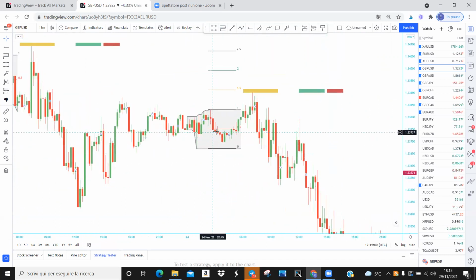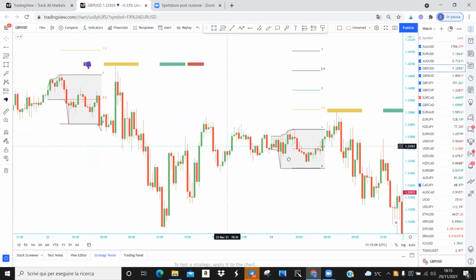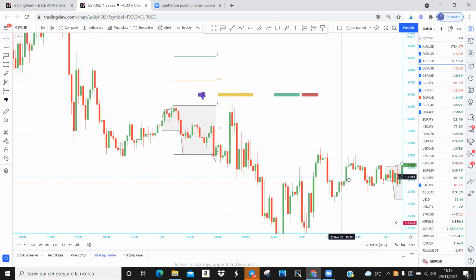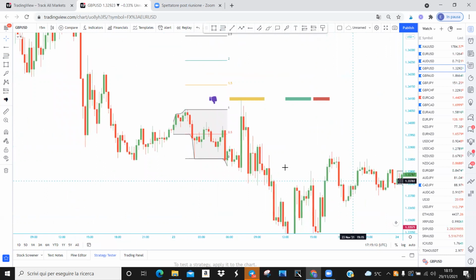Here, another good example, okay? Overall, we're bearish. Here, Asian range, manipulation of the Asian range, 1.5 projection, and then we drop. Here, perfect. Here, we have the Asian range, manipulation to the upside, and continuation to the downside.